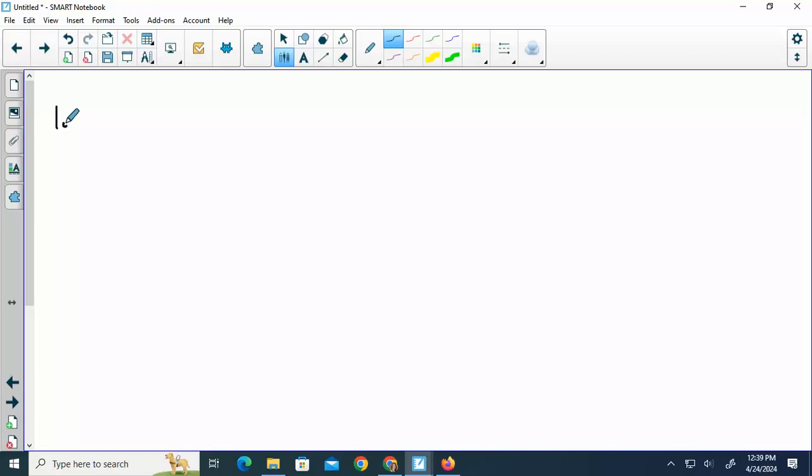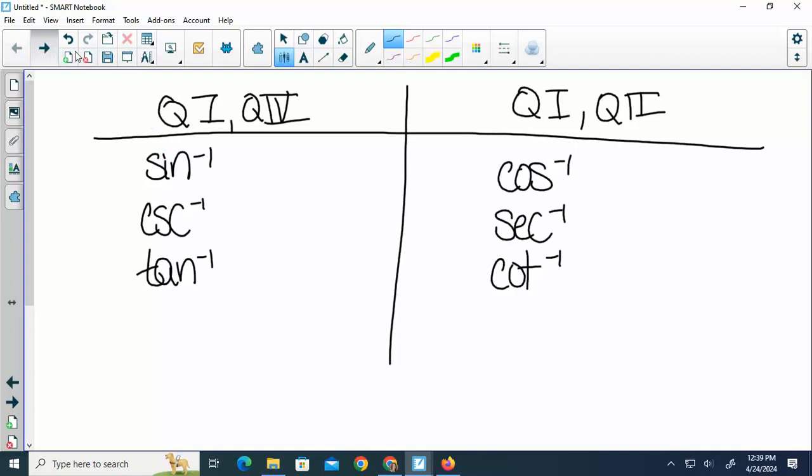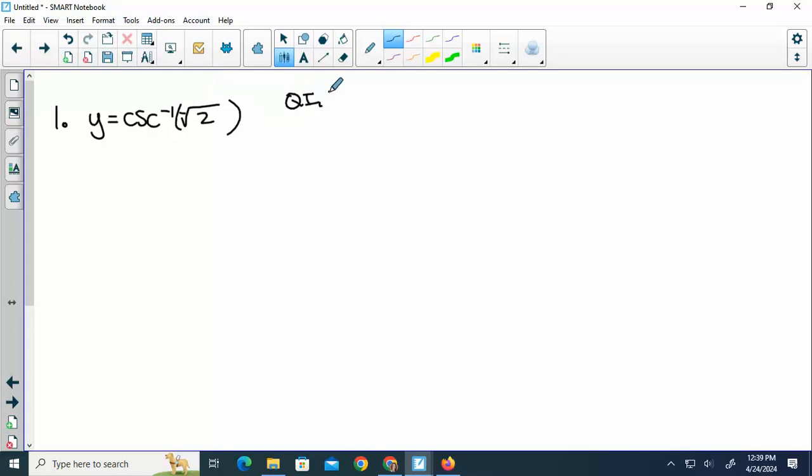Okay, so let's look at the first ones then. It said 0 to 2 pi, so we're talking about radians. So we have cosecant inverse of negative radical 2. When I see cosecant inverse, that does what sine does. So it could be either quadrant 1 or quadrant 4.